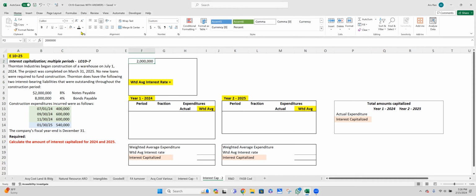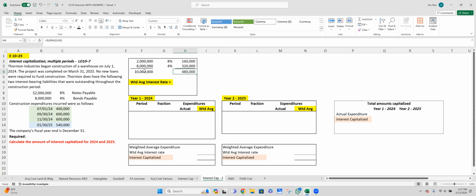So I start with writing down the dollar amounts of those liabilities, which is $2 and $8 million for a total of $10 million. The interest rates are 8% and 4%. So the actual interest I'm going to pay is $160,000 and $320,000 for a total of $480,000 on this $10 million in loan.